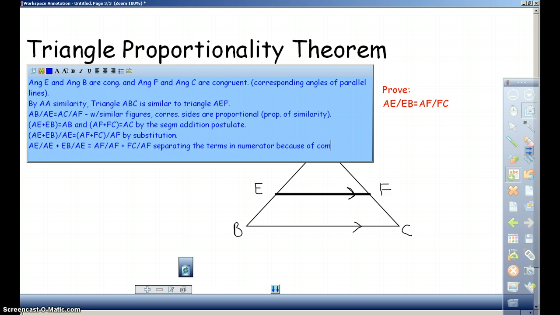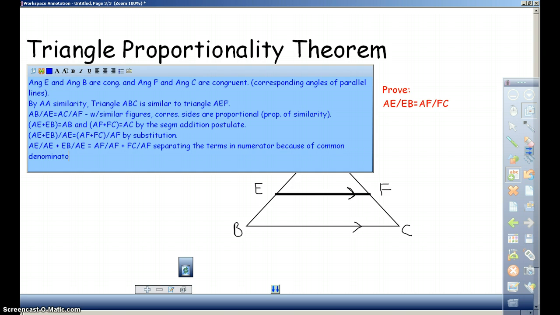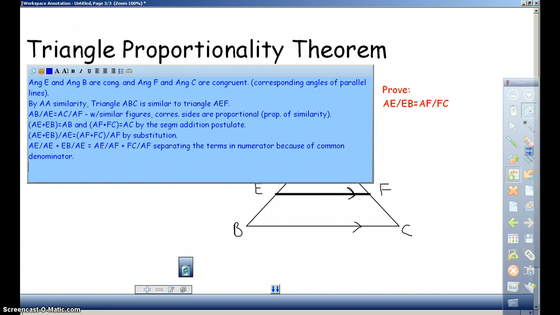because of the common denominator. I don't know, there's probably a better way to say that. I make mathematicians cringe. I'm just certain with my proofs. But you get the idea here.